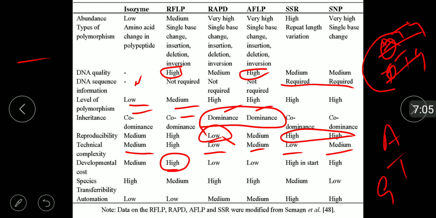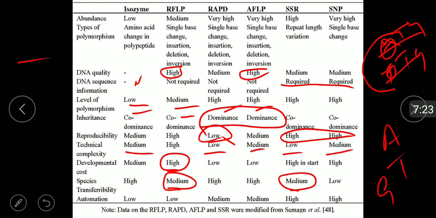Species transferability means how well a marker can be transferred from species to species. Species transferability is very high with respect to isozymes. RFLP is medium, RAPD is high to medium, and transferability is low in SNPs.